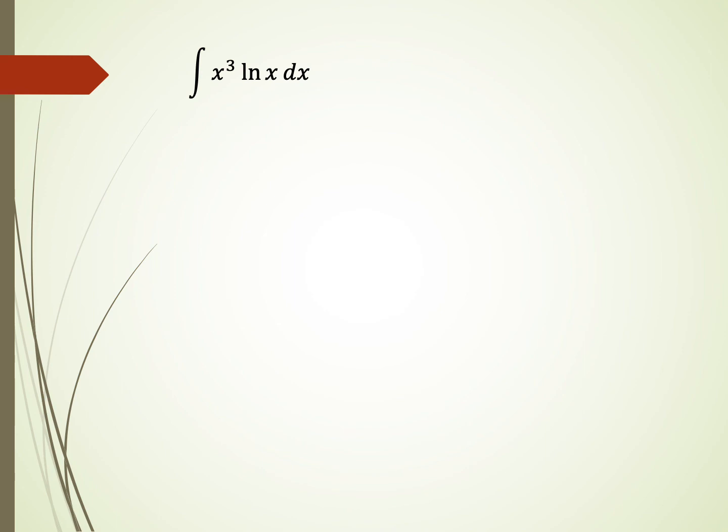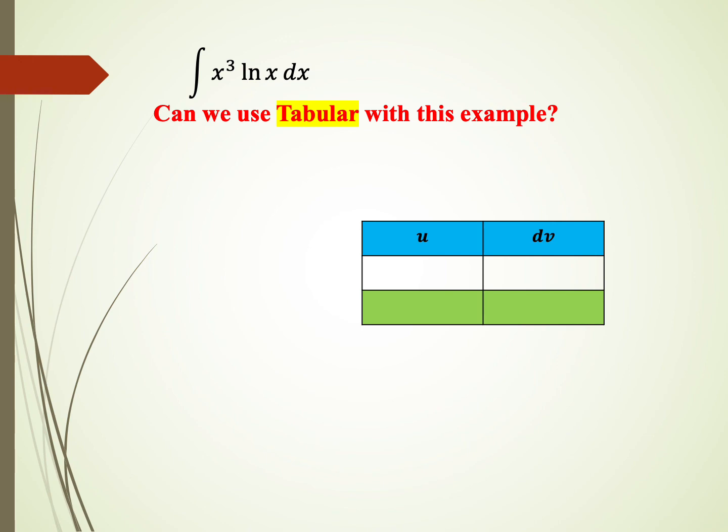Look at this example. Can I do tabular for this one? Think about it, I have a polynomial, but I have ln. Let us see if we can or not. Let us make the table, u and dv. u here is ln x, not x cubed. Why? Because of LIATE. L is logarithm. Yes, I have logarithm. Since L is logarithm, that means this will be u. And the remaining is dv.